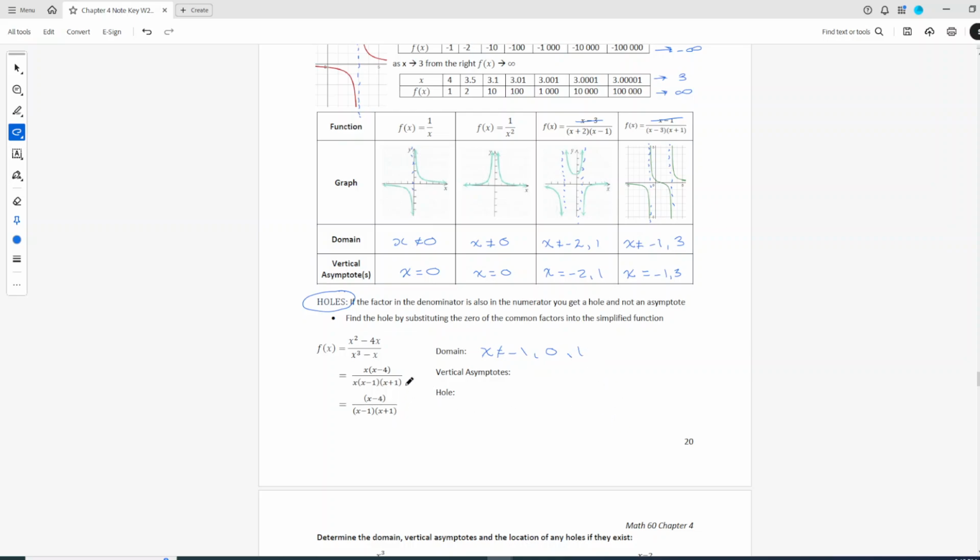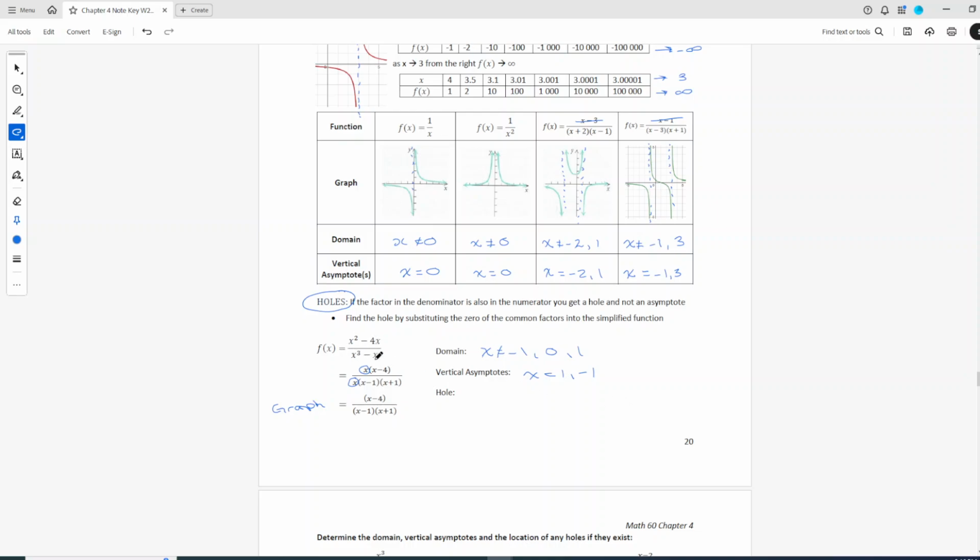But if you look really closely at this function, you'll notice that in the numerator and the denominator, there's this common factor of x, which I could simplify and get a new function of x minus 4 divided by x minus 1, x plus 1. And in fact, this is the function that we would graph. This is what we would use to graph the function. And from there, I'd say, okay, the asymptotes are 1 and negative 1. Those are going to be the vertical lines that you approach but can't touch. But then there's going to be a hole.